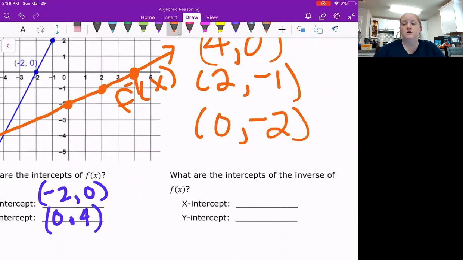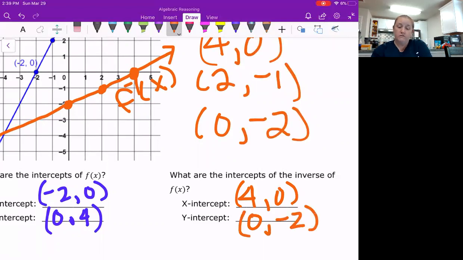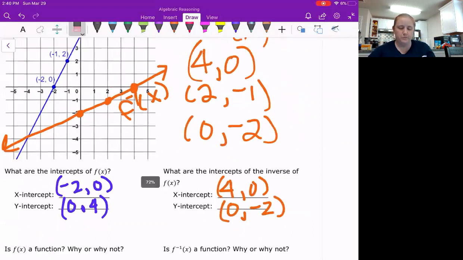What are the intercepts of the inverse of f of x? So my x-intercept, 4, 0. My y-intercept, 0, negative 2. So even the intercepts switched places. The numbers switched and the intercepts switched. So lots of things are being switched around here.